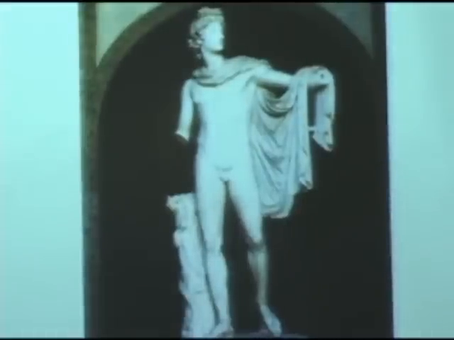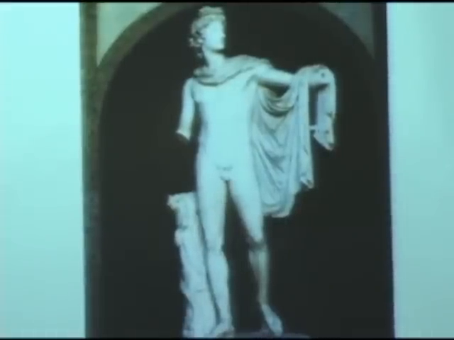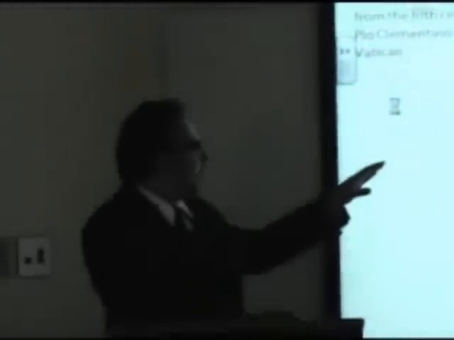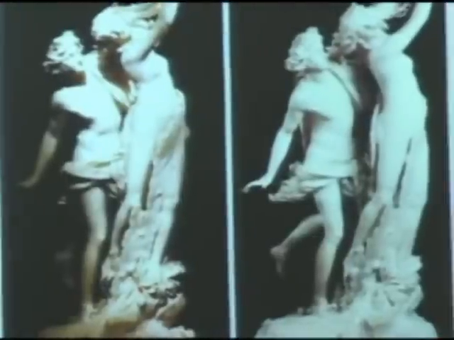Let me show you the possible inspiration for this piece. This is the Apollo Belvedere. This is in the Vatican. This is a Roman copy of a Greek original. So you can see the robe. You can also look at the facial features. So you can see where he possibly got that inspiration from.